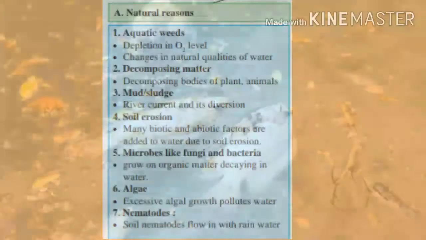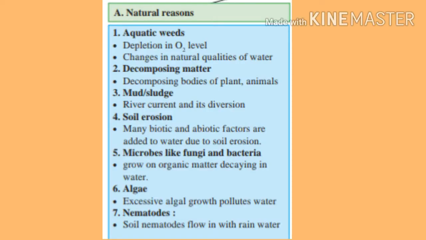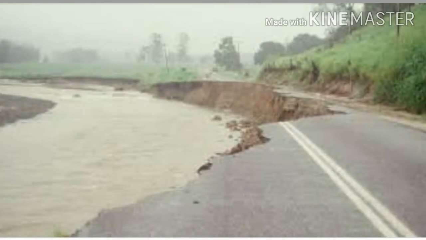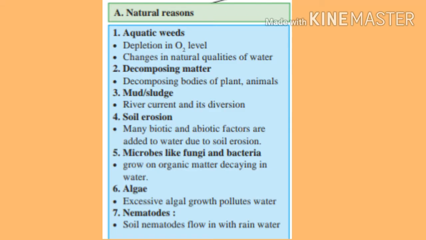Second point, decomposing matter: decomposing bodies of plants and animals. Third point, mud or sludge, river current and its diversion. Fourth point, soil erosion. Many biotic and abiotic factors are added to water due to soil erosion.